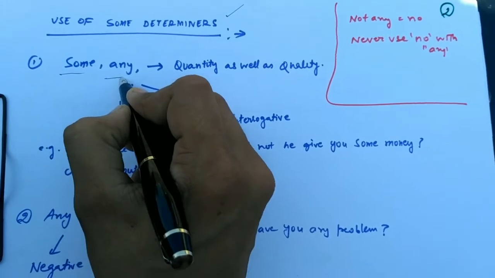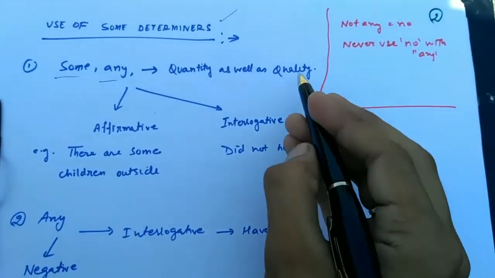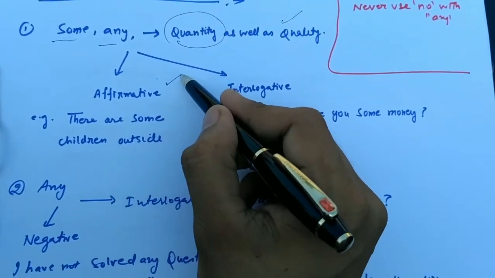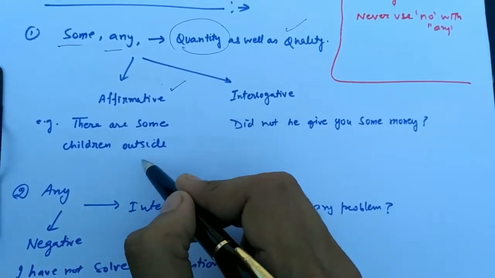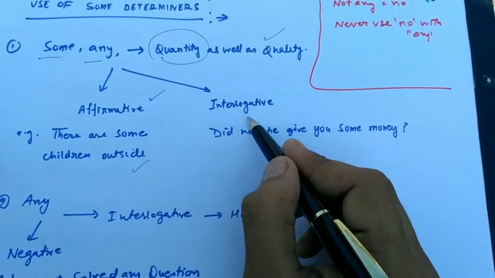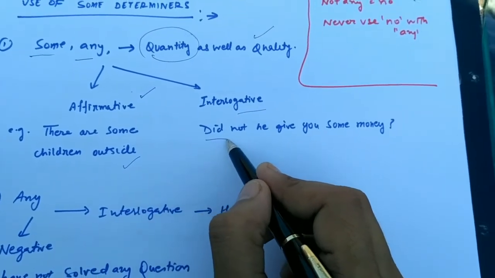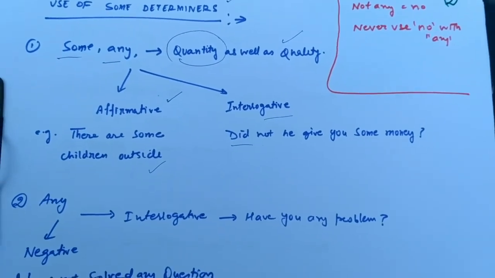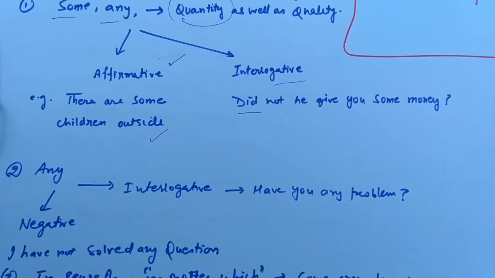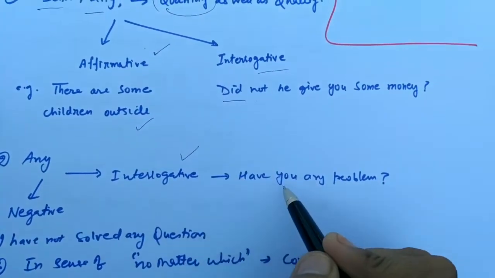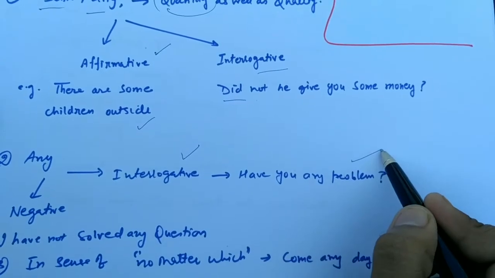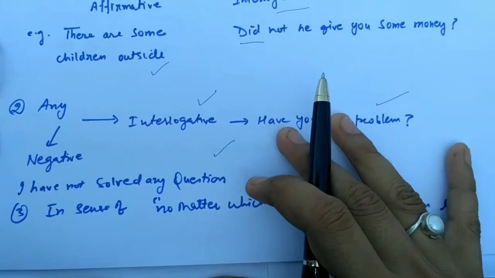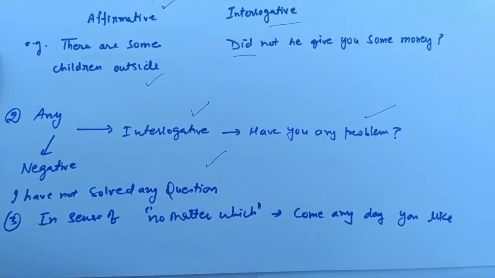Use of some and any. Some and any signify the quantity as well as the quality. In the affirmative simple sentence, as there are some children outside. In the interrogative sentence, did he not give you some money? So it can be used as affirmative and interrogative. Any, in the interrogative sentence, have you any problem? Negative, I have not solved any question. So it has two types of significance.